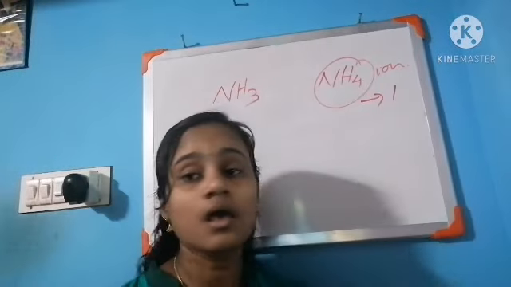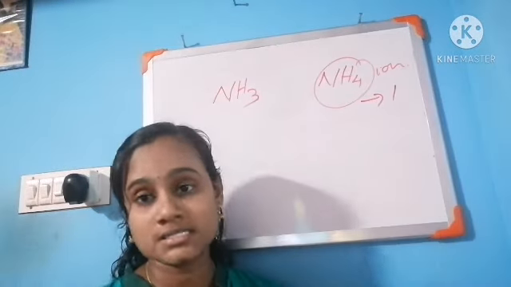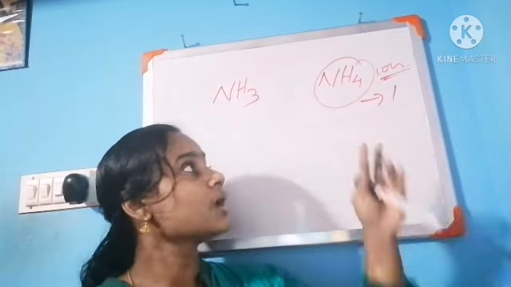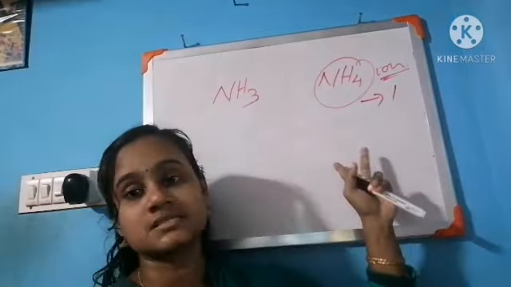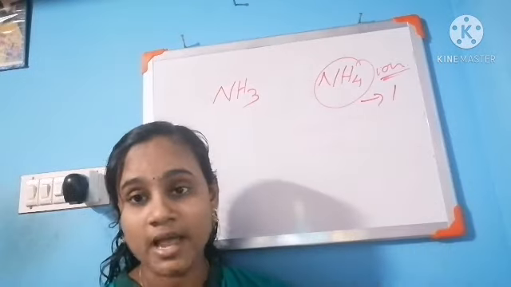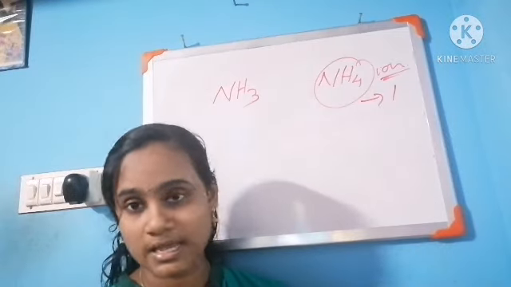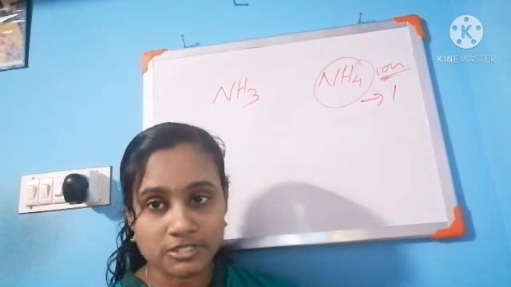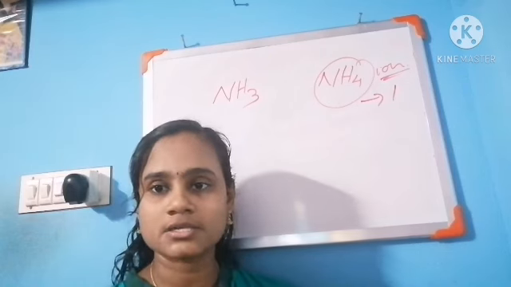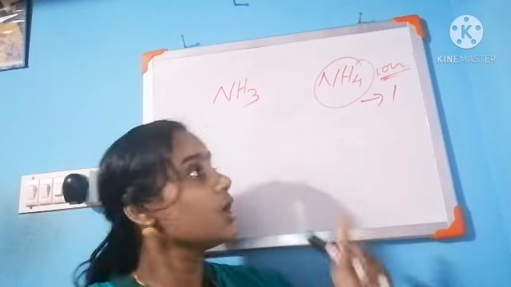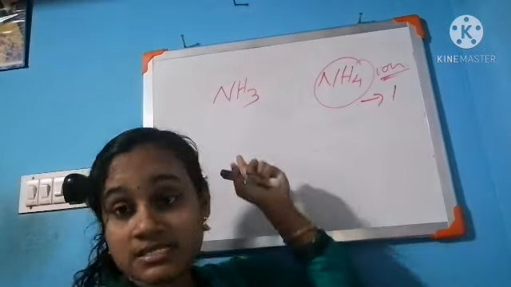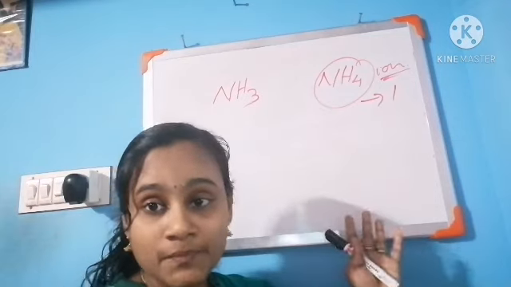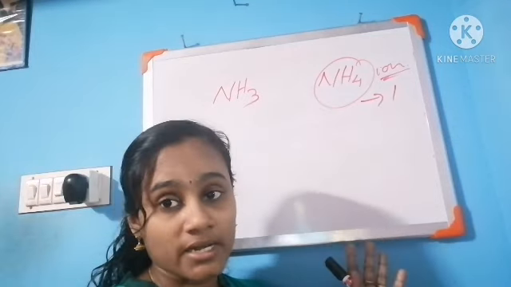Last class I taught: ammonium valency 1. Ions we will study later. So ammonium valency 1. Is it clear? Ammonia is NH3. Ammonia is a compound, but ammonium is an ion, so its valency is 1.